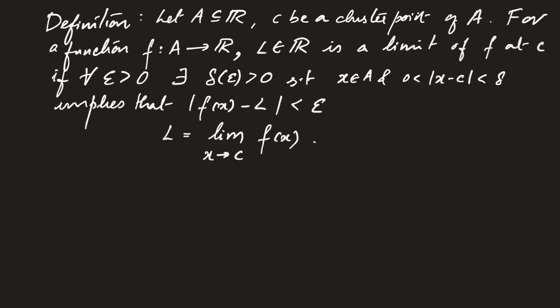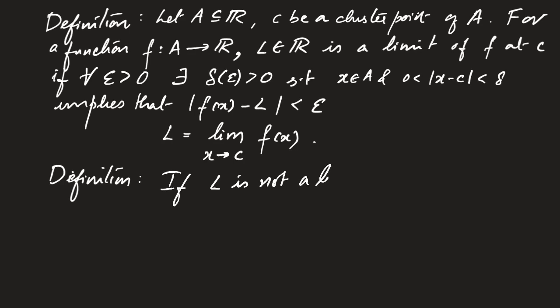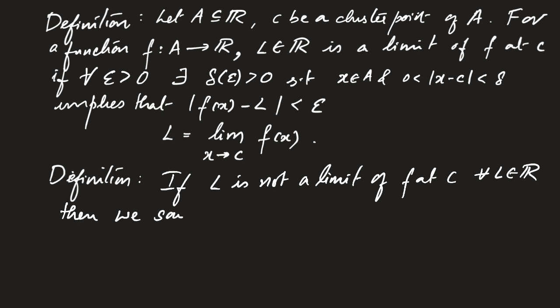Now we will also talk about divergence of a function. Definition: if L is not a limit of f at c for every L in R, then we say that limit x tends to c of f of x does not exist.